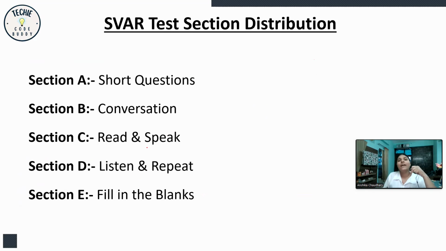Now moving next. Last year I saw a screen recording of an SVAR test. What I found is there were 5 sections in total. The very first section was short questions. The next was conversation. The next sections were read and speak, then listen and repeat, and fill in the blanks. Now let's understand what was in each particular section.